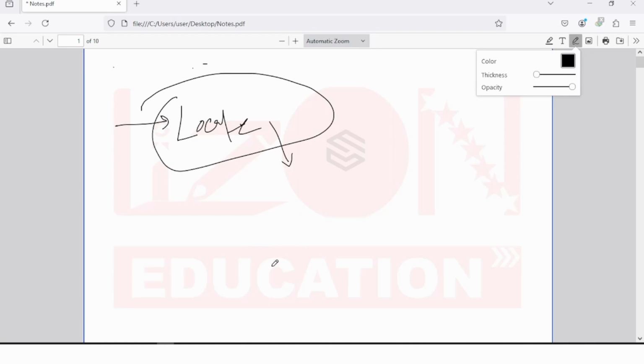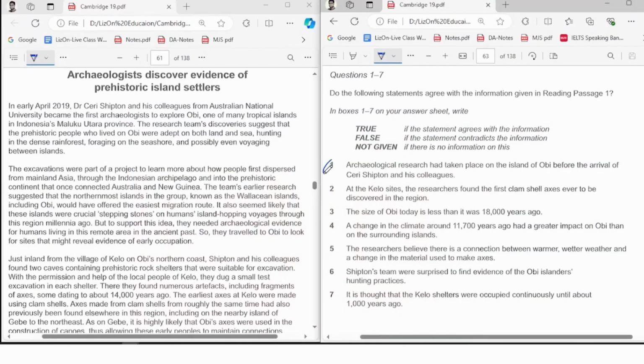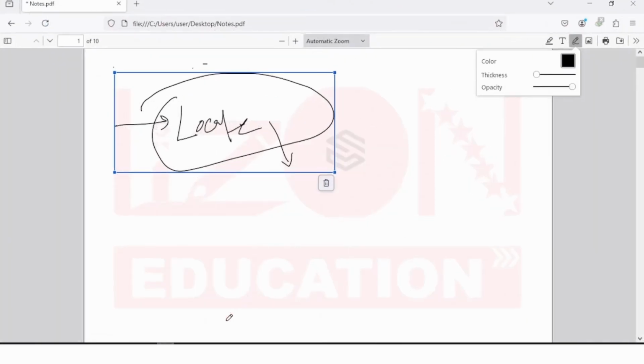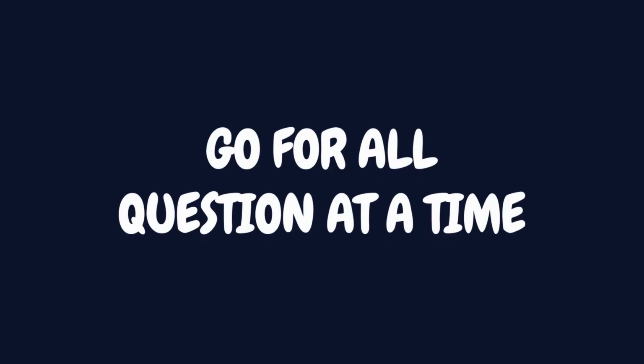Generally what students do is select one question, come to the passage, and try to solve it. This is not the right way. This will take you a lot of time. I'm going to help you solve all the true false not given questions, get 100% correct in a short time period. To do the locating, don't just go for one question at a time, go for all questions at a time.